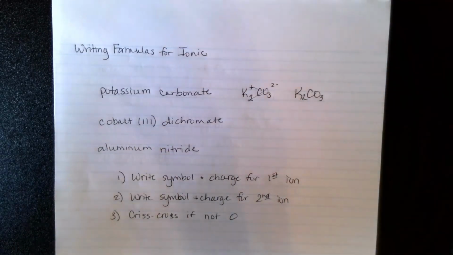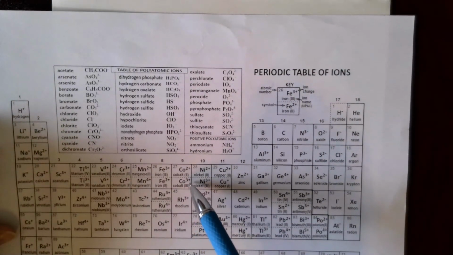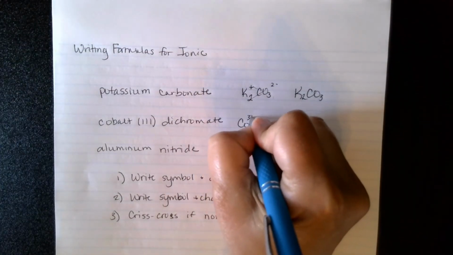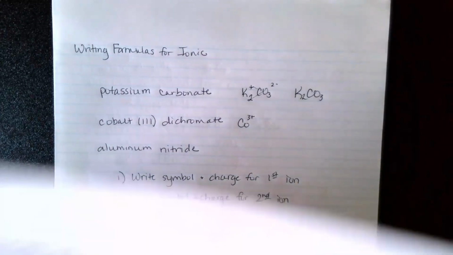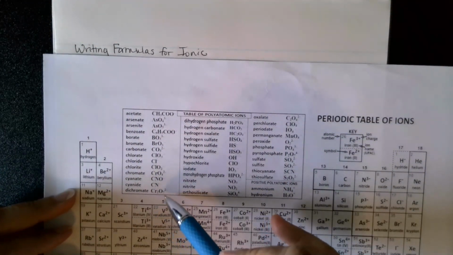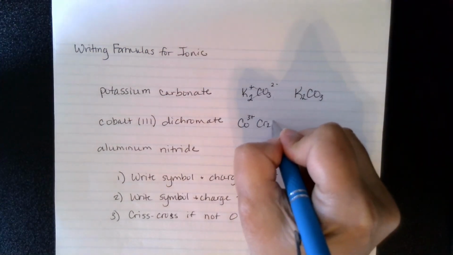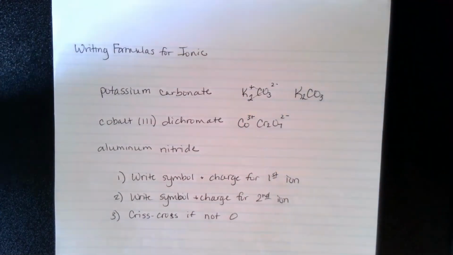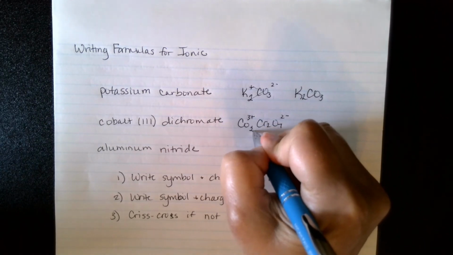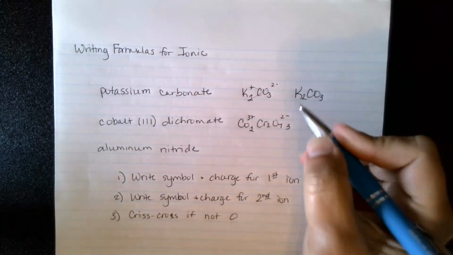Okay, my second one is cobalt 3. So I look here, cobalt 3 is Co +3. And then we need dichromate. And dichromate is Cr2O7 -2. And those don't add to 0. So the 2 goes here and the 3 goes over here. I don't take the positives or the negatives, just the number.